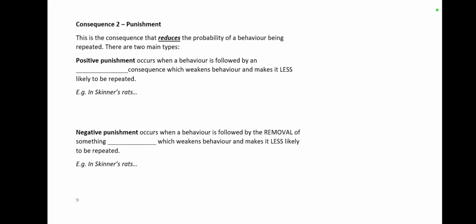So you might want to skip the video back and maybe listen to the examples that I gave you, or you can come up with your own, all right? But I don't want anything to do with Skinner's rats in there. Same thing for negative punishment. Remove the example of Skinner's rats and I'd like you to complete your own. So negative punishment is where a behaviour is followed by the removal of something pleasant, which weakens behaviour. So go ahead and do that for me now.